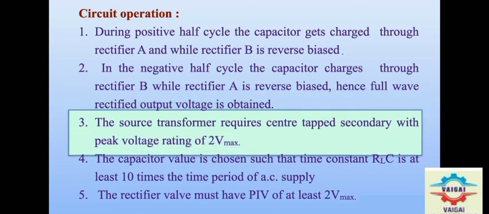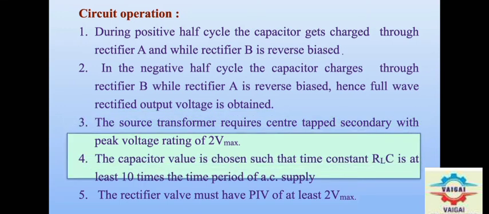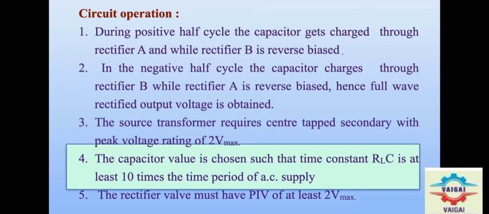The source transformer, that is the input transformer, requires a center tapped secondary with a peak voltage rating of 2Vmax. The capacitor value is chosen such that the time constant RC is at least 10 times the time period of the AC supply, like a half wave rectifier. And the rectifier valve must have a PIV of at least 2Vmax. The same thing is used for the half wave rectifier.